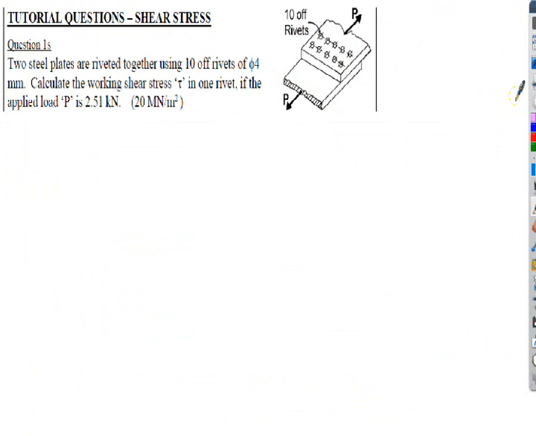So these are now the questions you've got on page 157. I'm going to look at the questions together with you. So in this particular question, we're given 2 steel plates, and they're riveted together using 10 rivets. So you can see in the diagram we've got the 10 rivets. Each of the rivets is a diameter of 4 millimeters. We've got to calculate what's called the working shear stress in the rivets, in one rivet, if the applied load P is 2.51 kilonewtons.